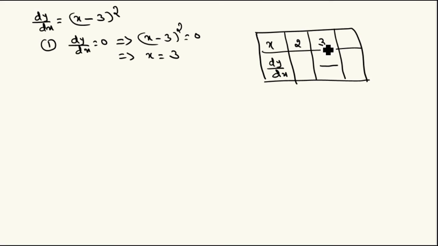Then left side of 3 is 2, right side of 3 is 4. Now 2 means 2 minus 3, minus 1 square, positive. So you are getting a slope like this. Now 4 means 4 minus 3, 1, 1 square, positive, again like this. So this is increasing, again increasing. So this will give the point of inflection. Therefore, x equal to 3 is a point of inflection.